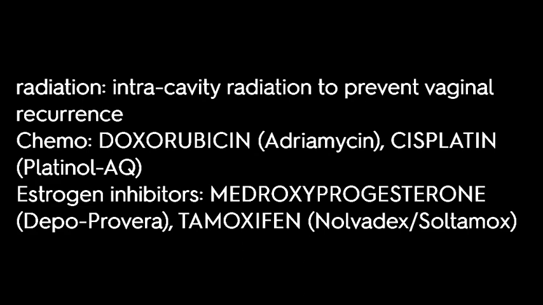What are some other treatments for uterine cancer? Radiation, intracavity radiation to prevent vaginal recurrence. Chemo: doxorubicin, cisplatin. Estrogen inhibitors: megestrol, progesterone, tamoxifen.